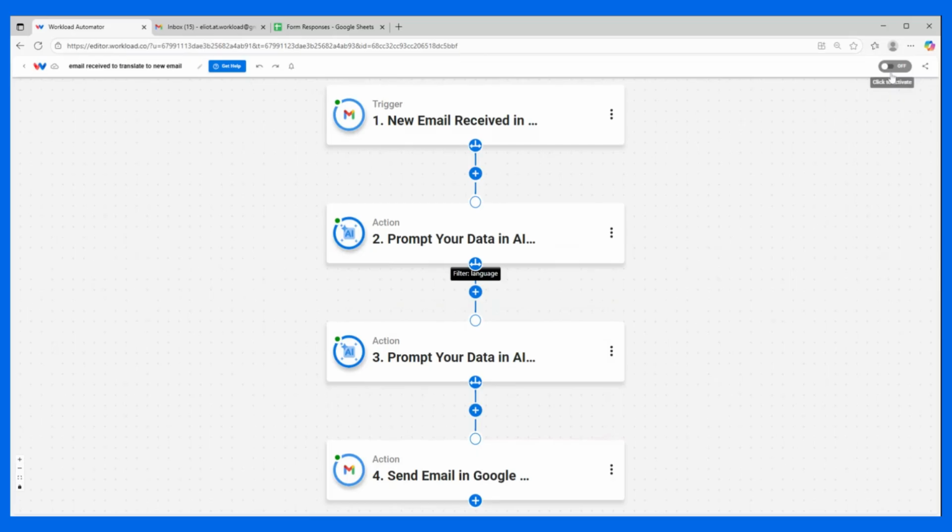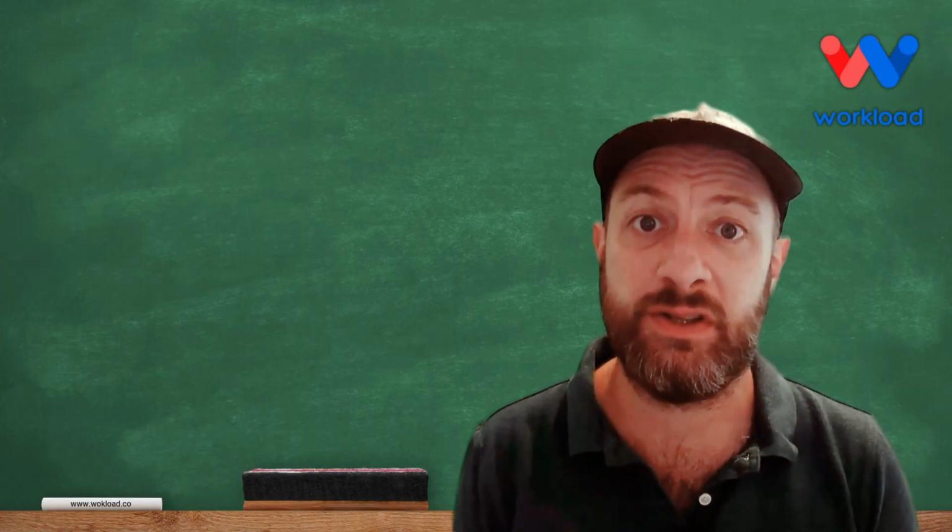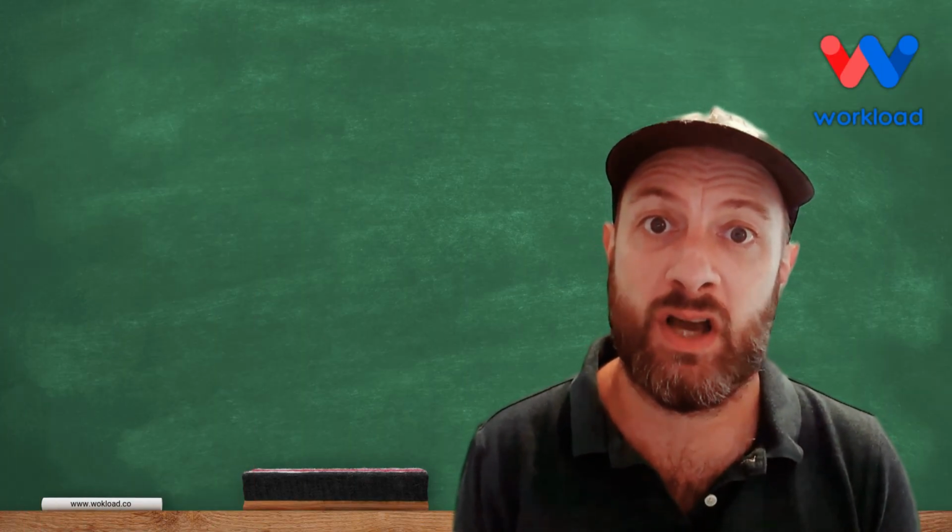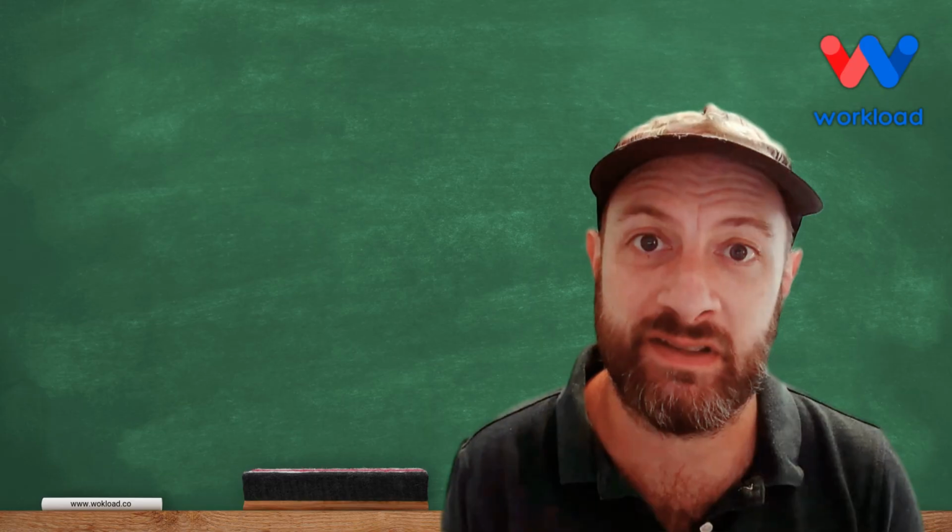And so now, whenever I receive a new email in Gmail, the AI Wizard will determine whether or not it needs to be translated. If it does, then it will be translated and then sent again to my Gmail account. And that's how you can use the AI Wizard by Workload to automatically translate incoming emails.